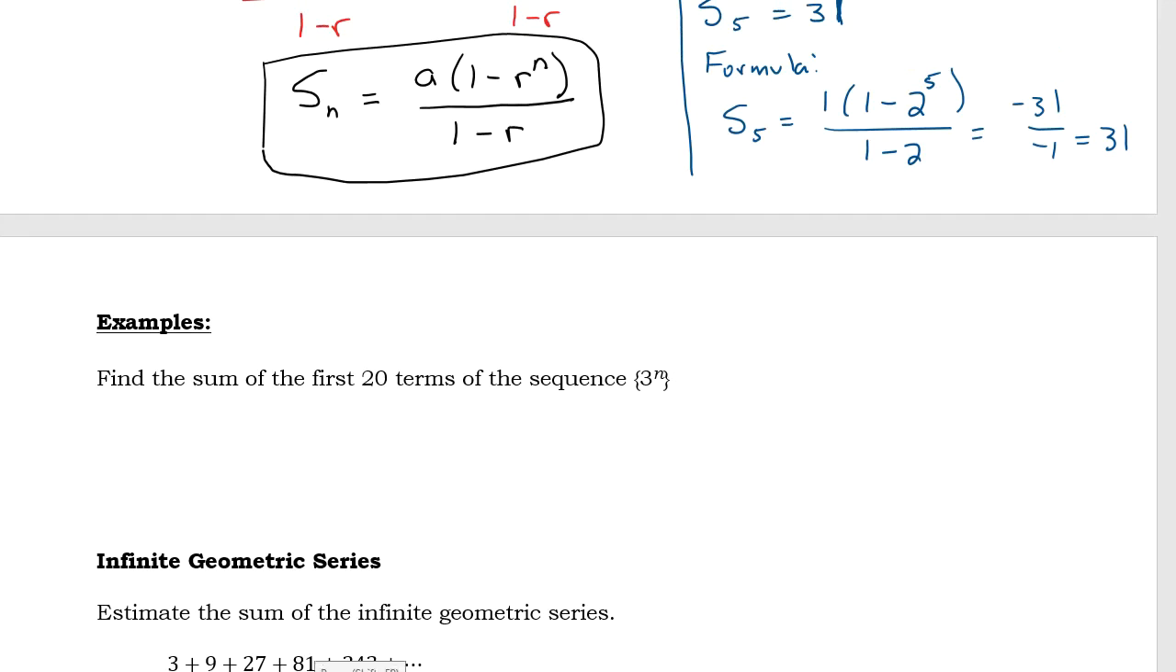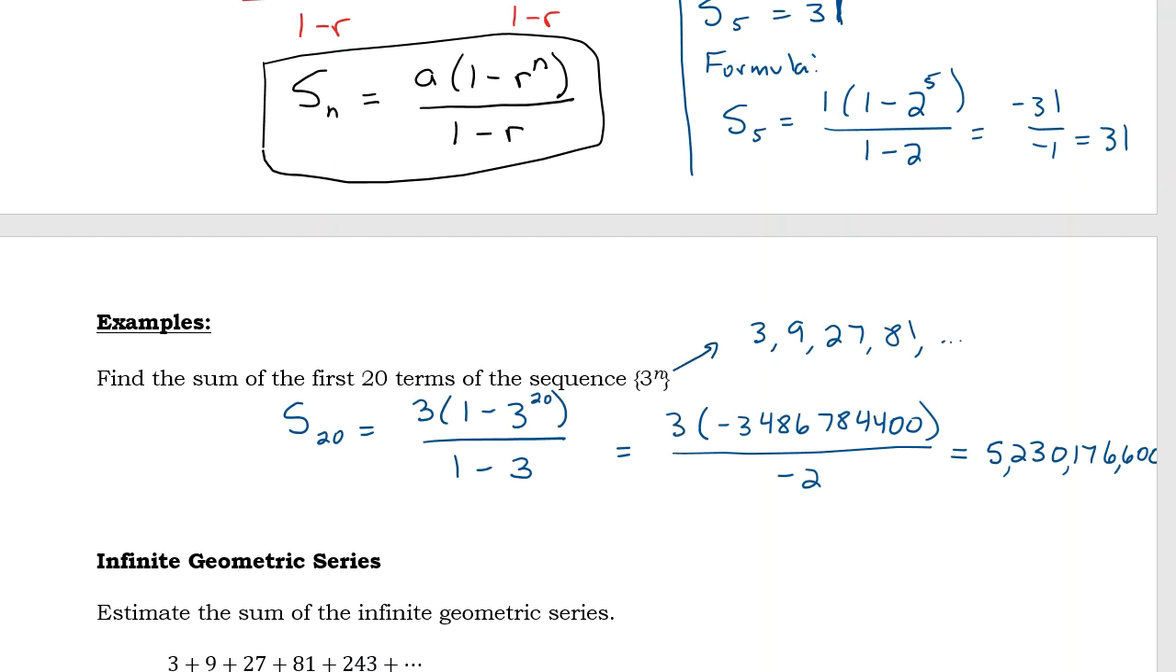Wow, that's a big number. I guess that's what I would expect, though. I mean, look how this sequence starts. 3, 9, 27, 81. We're only 4 terms in, and we're going to keep multiplying by 3. So my common ratio is 3.